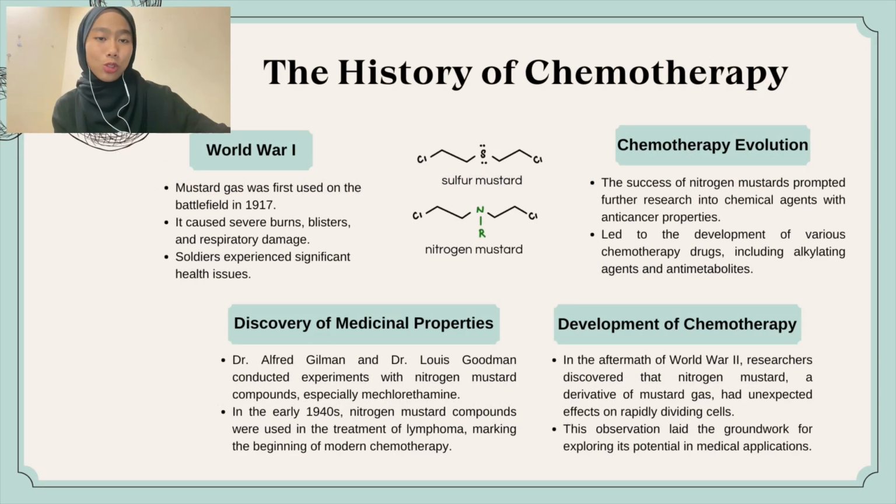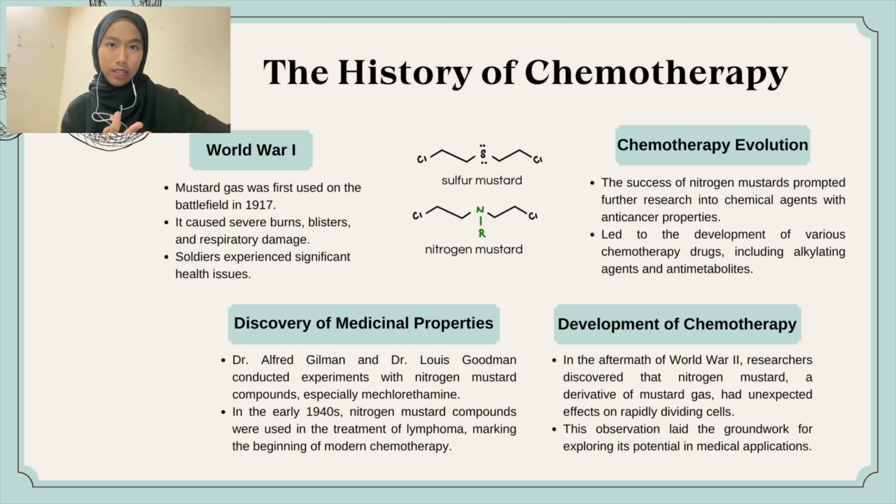So next I will tell a story about how substitution reaction took a part in the history of how chemotherapy was invented. So during World War I, mustard gas was used as chemical warfare in 1917. Mustard gas causes severe burns. Soldiers that were exposed to this gas experienced significant health issues, and this led to a large number of deaths.